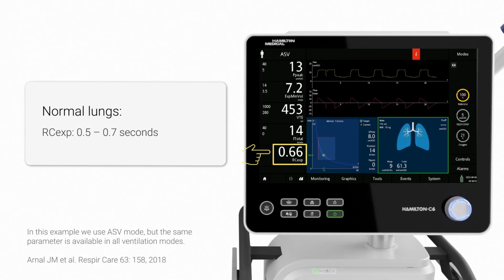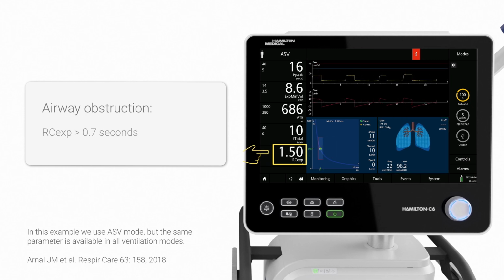In a normal lung, RC-EXP is normally between 0.5 and 0.7 seconds for adult patients. RC-EXP of greater than 0.7 seconds is considered long and indicates increased resistance, which means a longer time is needed to empty the lung. This could be due to the patient having COPD, asthma, or bronchospasm. Other causes could also be secretions or an endotracheal tube obstruction.